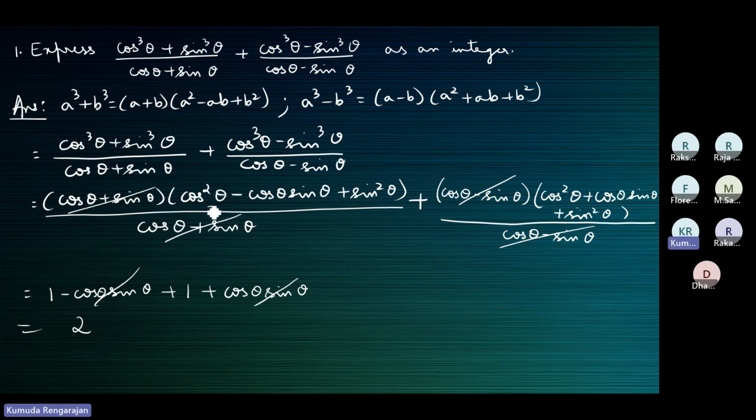And also cos square theta plus sin square theta is 1. So 1 minus cos theta sin theta, plus here also cos square theta plus sin square theta is 1, so 1 plus cos theta sin theta. And again minus cos theta sin theta plus cos theta sin theta gets cancelled. 1 plus 1 is 2.